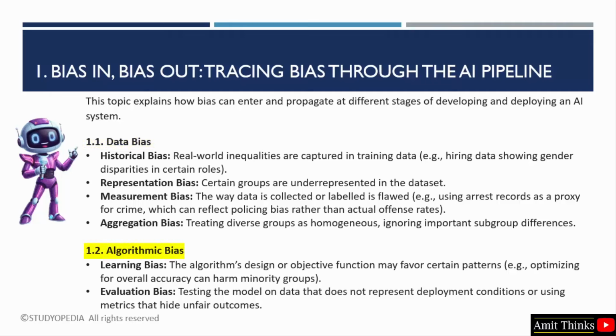Next one is algorithmic bias, that includes your learning as well as evaluation bias. Beginning with learning bias, algorithms may favor patterns that boost accuracy but harm minorities. Evaluation bias: testing on unrepresentative data or using metrics that mask unfairness.